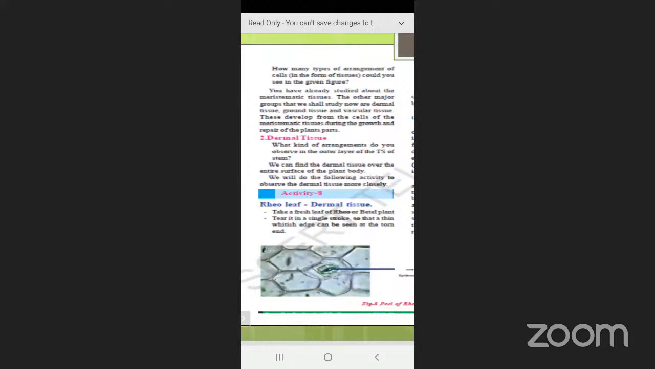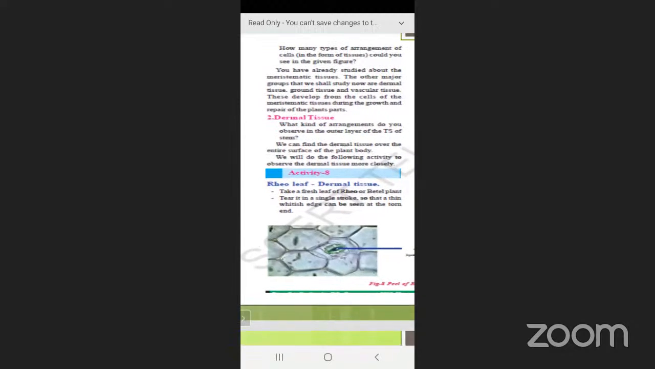See, children, what kind of arrangement do you observe in the outer layer of the TS of the stem? TS means transverse section, a horizontal cutting. LS means longitudinal section, a vertical cutting, right? Here we can find the dermal tissue over the entire surface of the plant body, children.